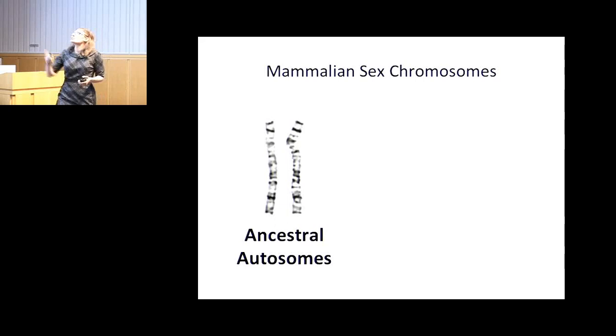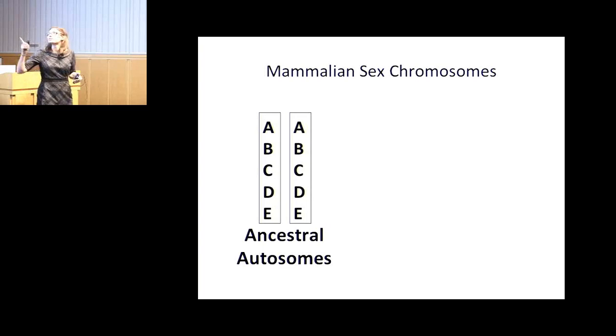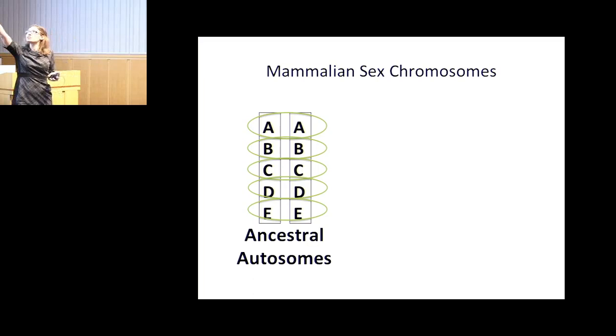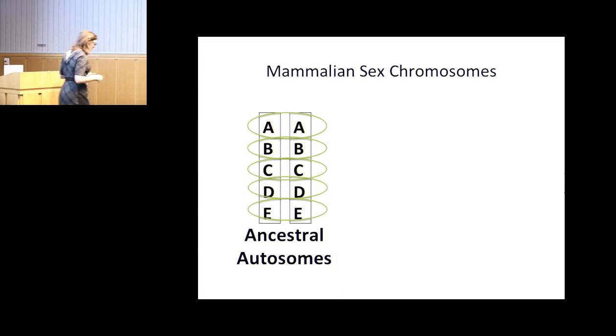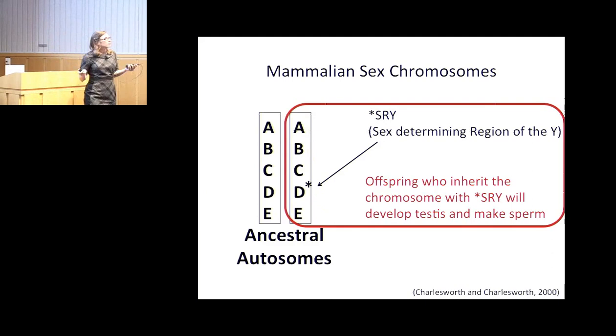So here's a kind of a cartoon of what the ancestral autosomes look like. So we'll make it into a cartoon here with A, B, C, D, and E representing the order of the genes on the X chromosome. And what happened at some point, so you'll notice that all of them have a partner. So they can all recombine, they can all swap DNA at this ancestral state. At some point in the history of the sex chromosomes, an allele evolved a sex-determining region on the Y. And at this point, it's just an allele. It can swap back and forth between either of the chromosomes.